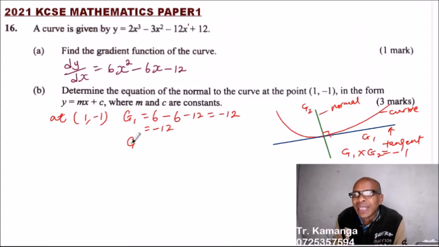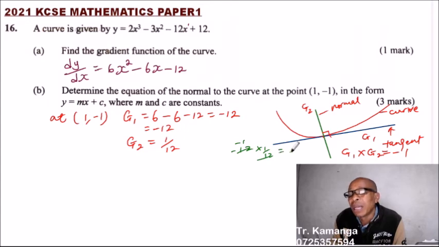So what is gradient 2? Gradient 2 should be 1 over 12. Because when you multiply minus 12 by 1 over 12, you cancel and you get minus 1. So the gradient of the first line, G1, is the tangent's gradient, and this gradient 2 is the gradient of the normal.